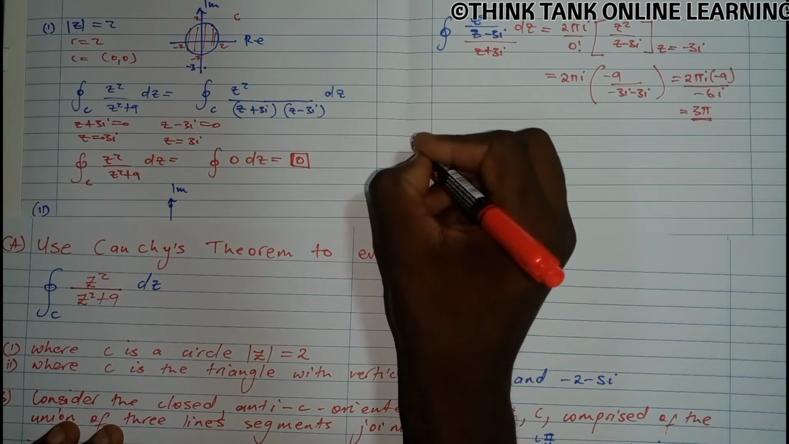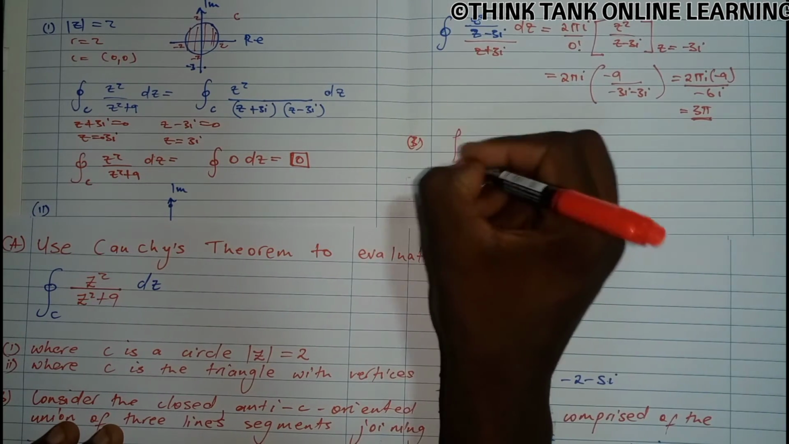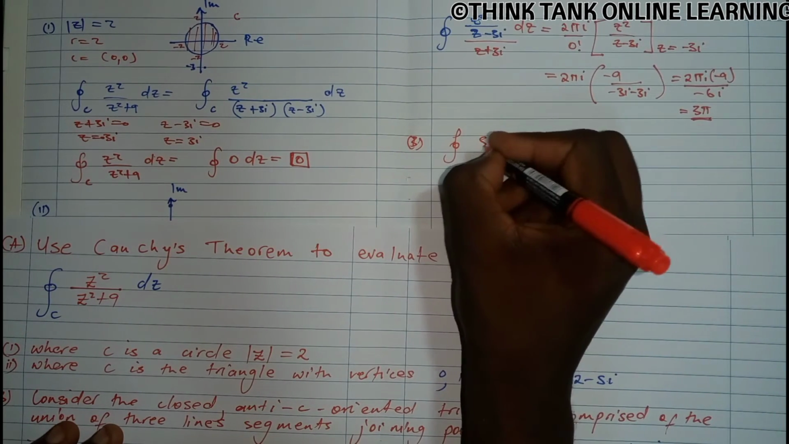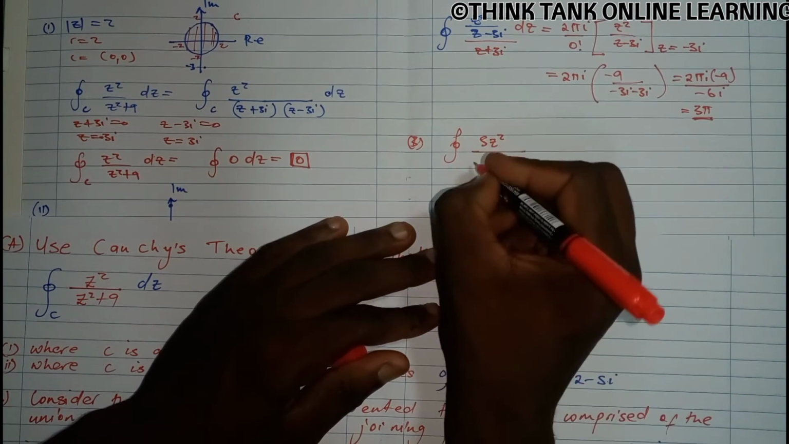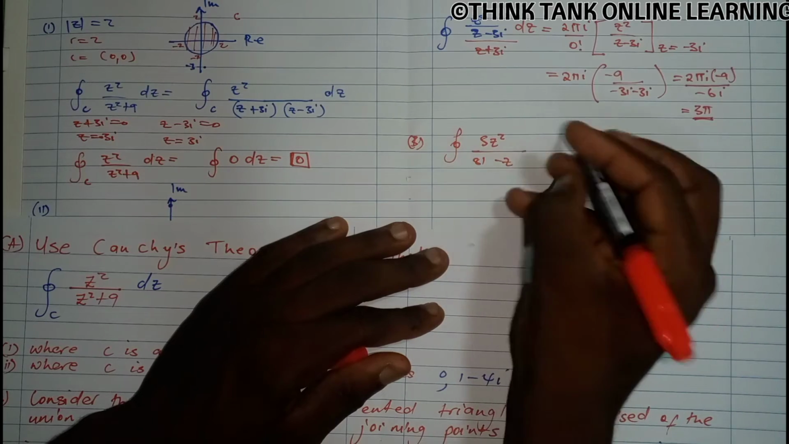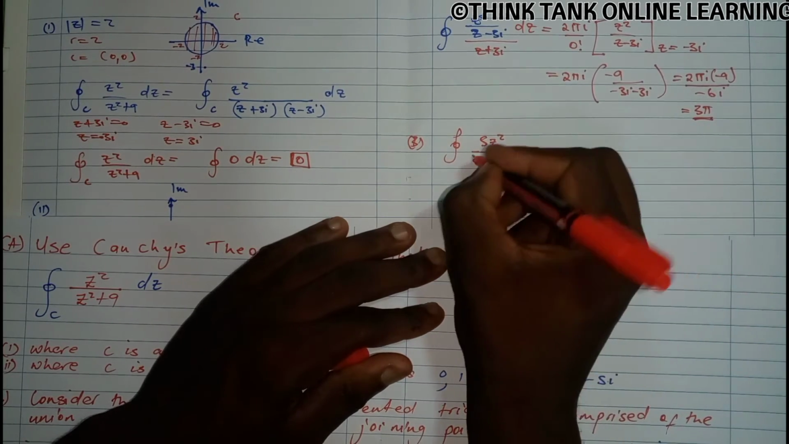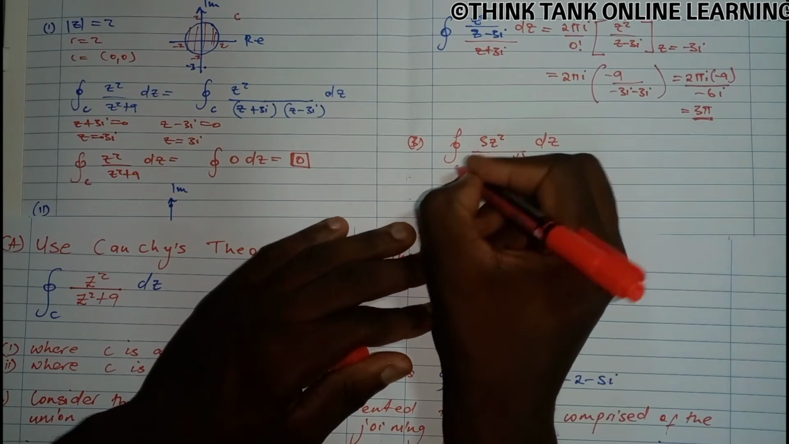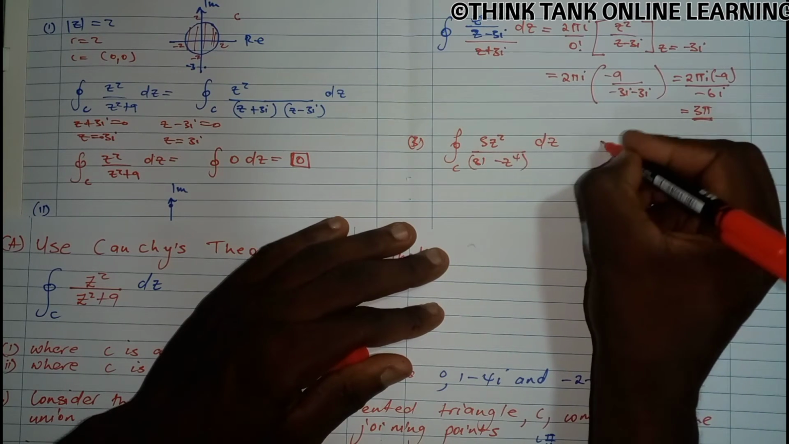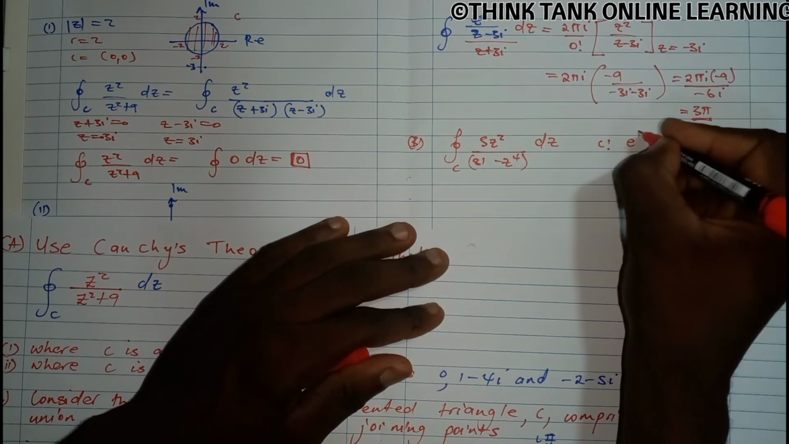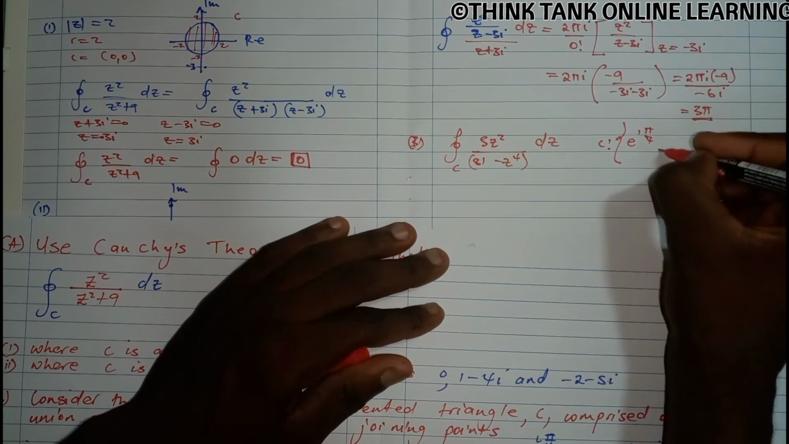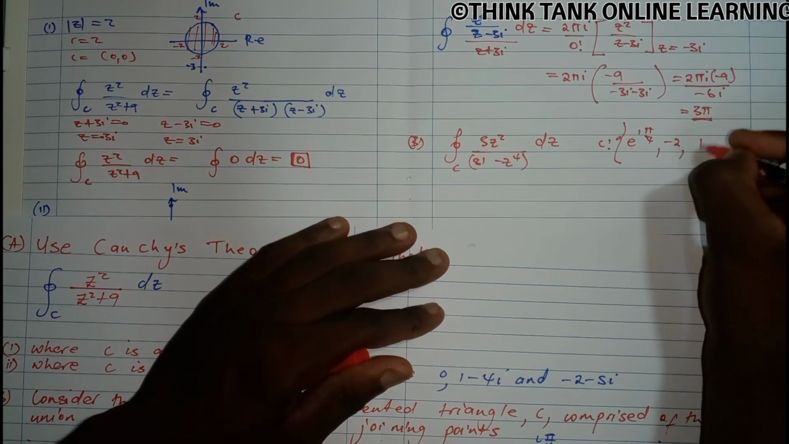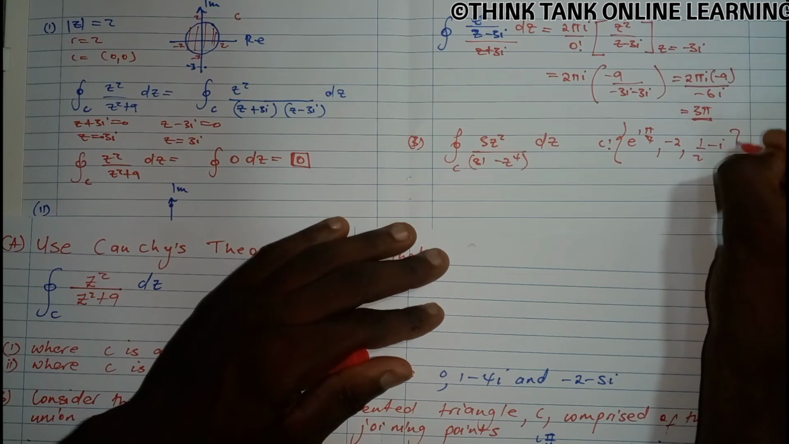This is question B. The integral of 5z squared divided by (81 minus z to the power 4) dz, and we have C. And they've said that C is a triangle with e to the power i pi upon 4, and we have negative 2 and 1/2 minus i.